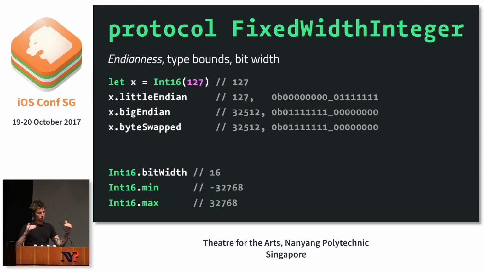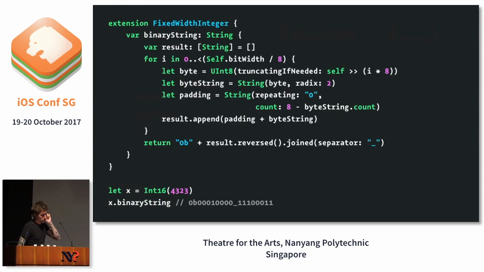Little endian, which is probably the most common for architectures. The bytes are like what we would consider in order. Big endian, byte swap, we can see that we just flip those bytes. And we can write some cool extensions on fixed width integer.